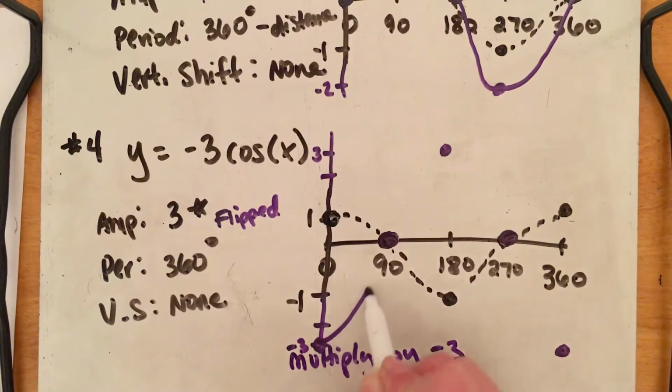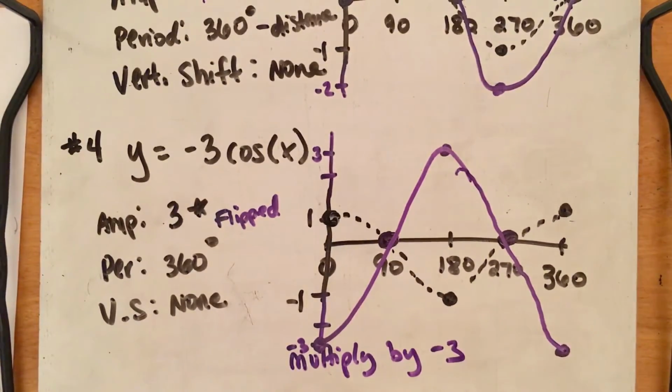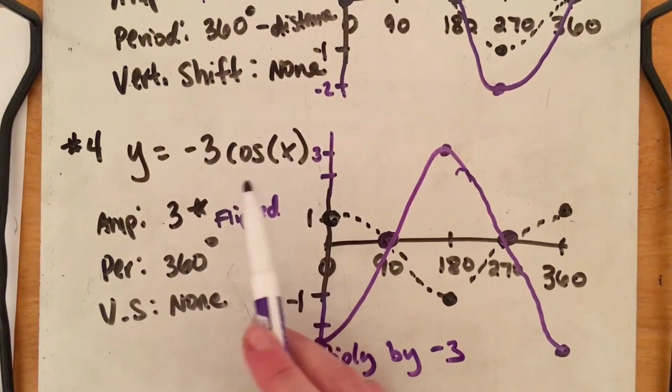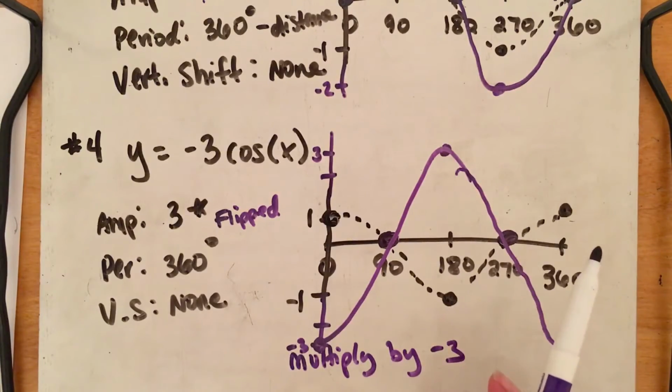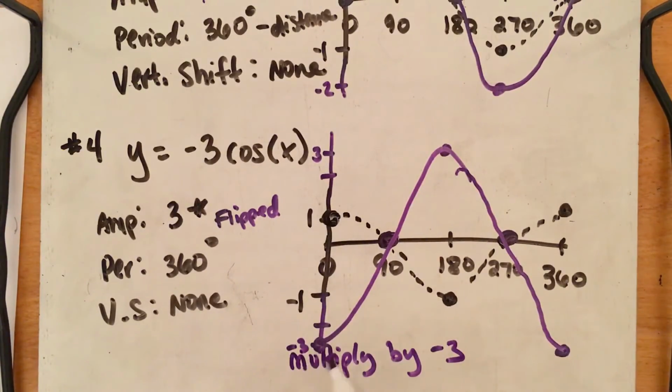So this purple is our new equation, or the new graph of this equation. Right? The dashed one was just regular cosine without this -3 in the front. Now this one has -3 in the front, and see how stretched it is, and it's flipped upside down.